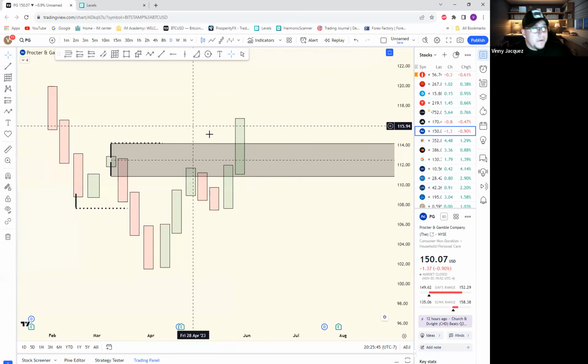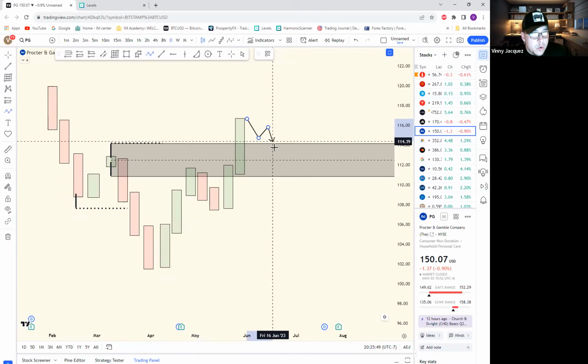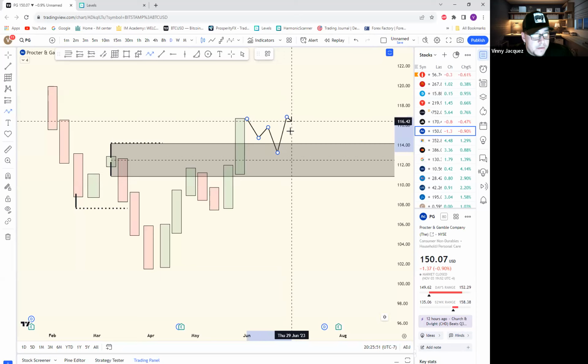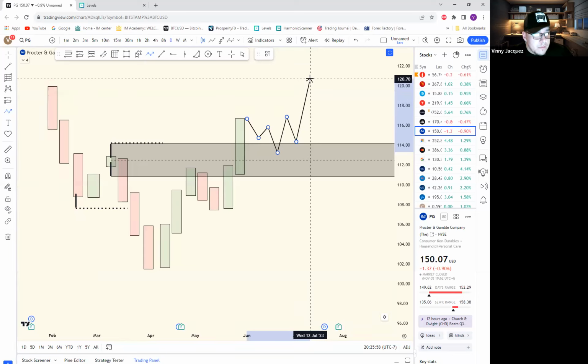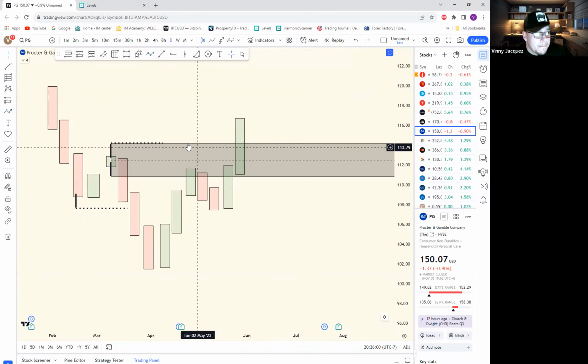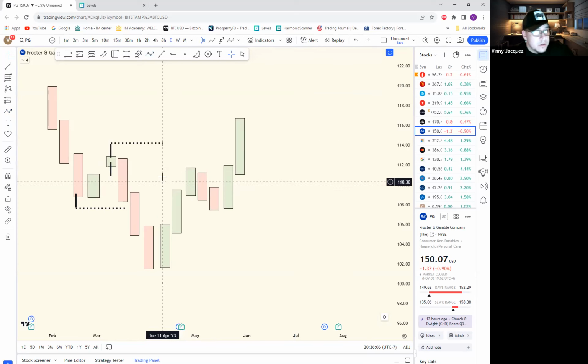So, yes, first entry would be break and retest. Whether you wait for the first entry or you wait for our handy dandy change of character, and we take those buys. Awesome. That's entry number 1. Entry number 2 is going to be our brand new demand zone.